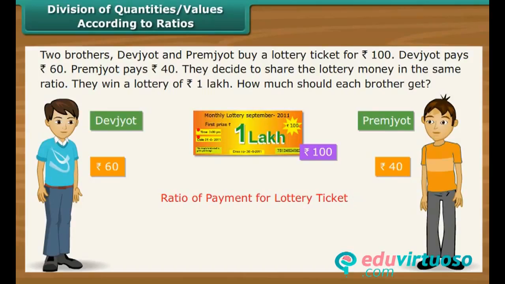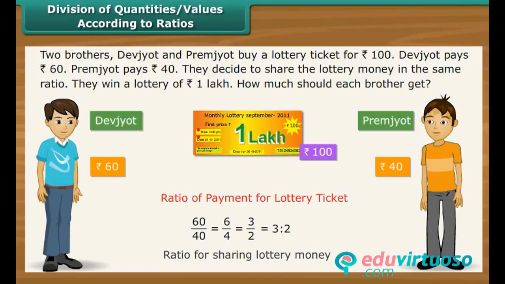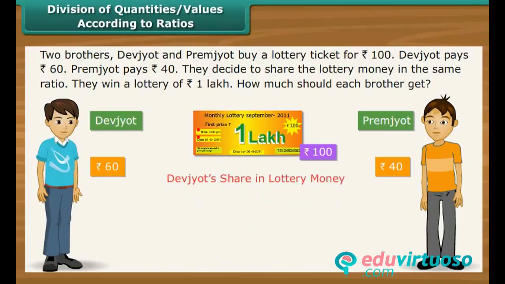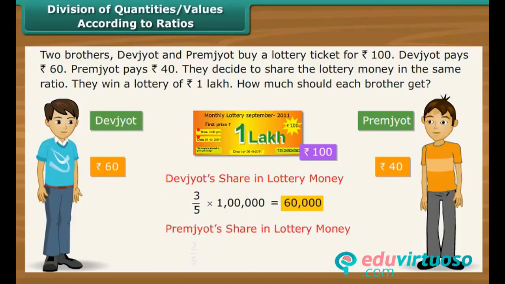Let us first find the ratio of their payments. The ratio of payment for the lottery is 3:2. Devjot and Premjot will share the lottery money in the ratio 3:2. It means that out of every 5 rupees won, 3 will go to Devjot and 2 will go to Premjot. Devjot's share in the lottery of ₹1 lakh is ₹60,000. Premjot's share is ₹40,000.